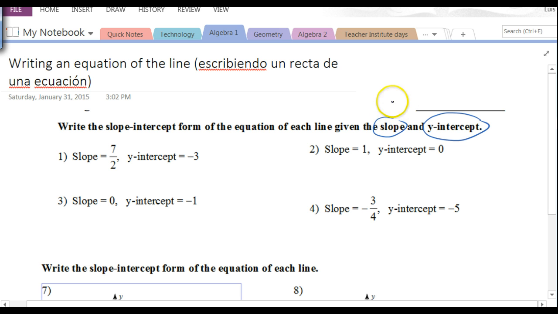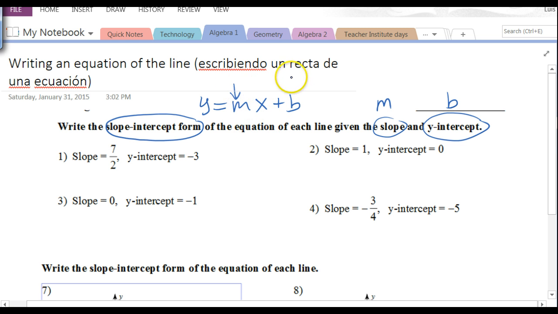Okay, again, let's recall. The slope will be the m, that's the letter, and the y-intercept is your b, and the slope-intercept form looks like this: mx plus b. And the only thing that we're replacing are the values for m and the values for b. And it's very simple. So let's write the first problem.